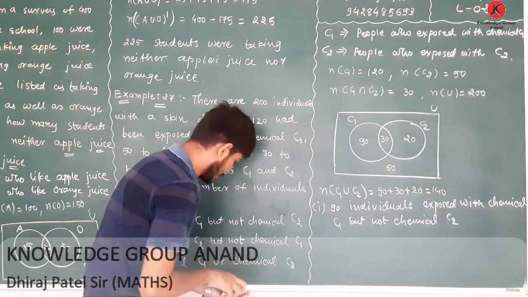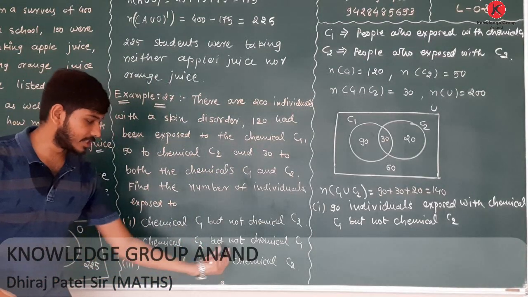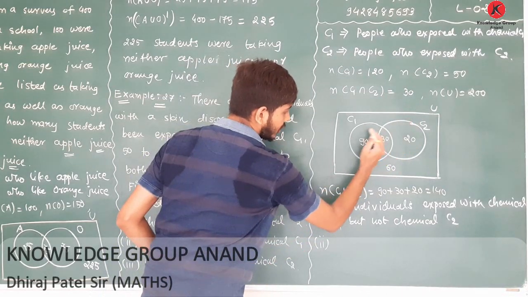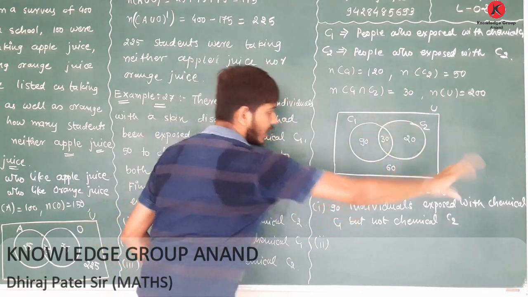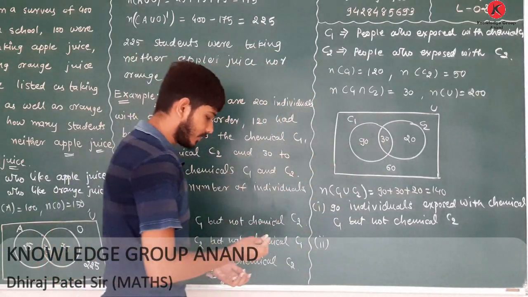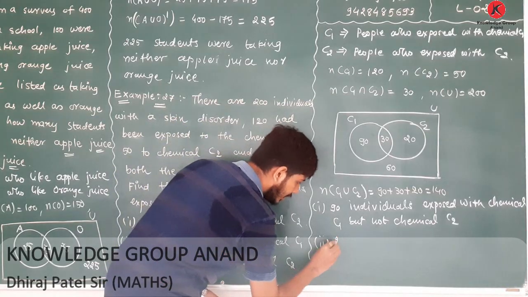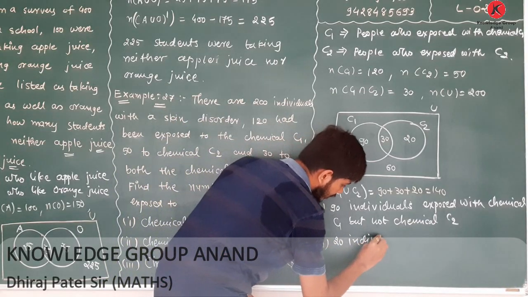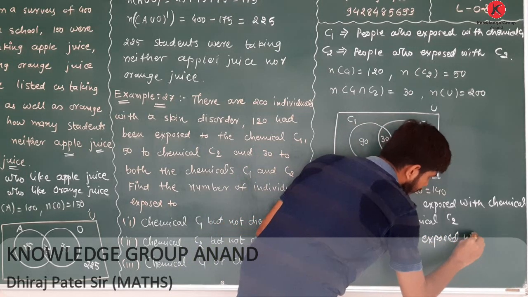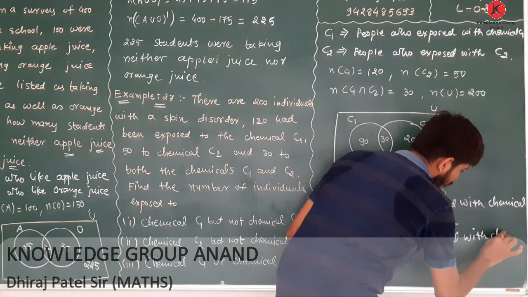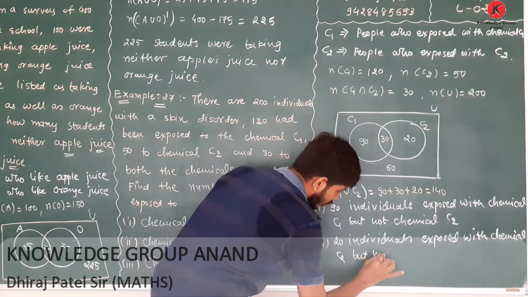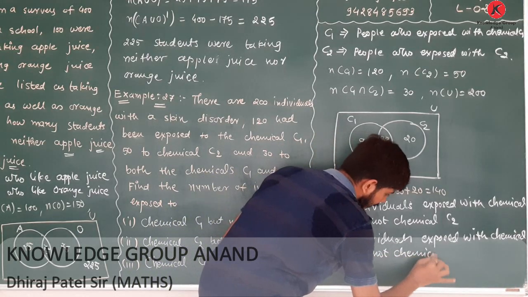The second question is here: chemical C2 but not chemical C1. Therefore we can say chemical C2 but not C1. So the portion of C1 that is in C2 has to be canceled out. That means you have to cancel out 30. Therefore the rest are 20. Therefore the answer is 20 individuals exposed with chemical C2 but not chemical C1. Clear?